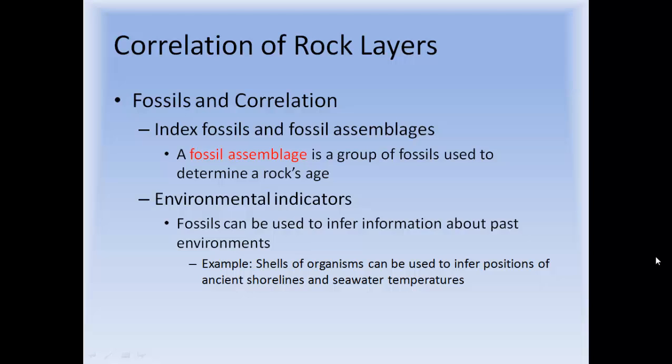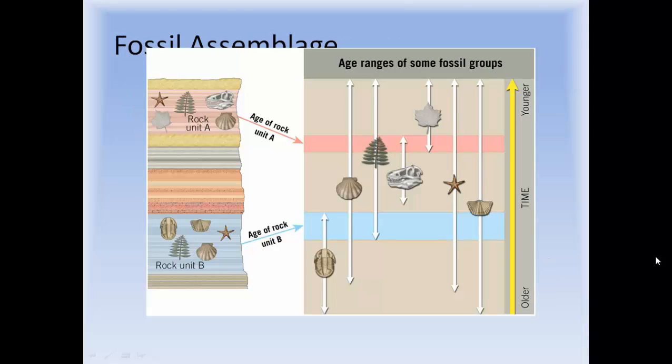Environmental indicators. Fossils can be used to infer information about past environments. So shells of organisms can be used to infer positions of ancient shorelines and seawater temperatures.